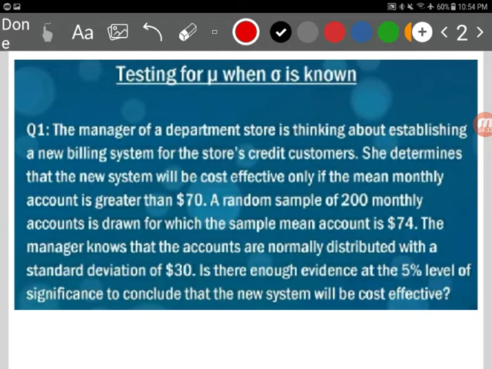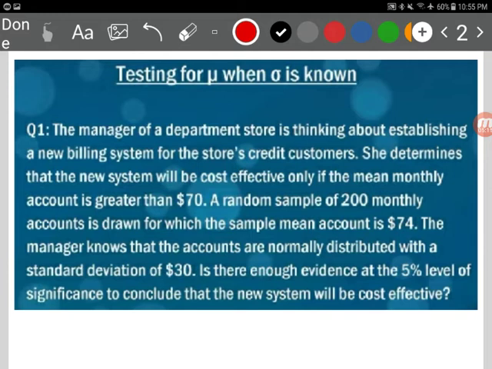Some points I want to talk about: it says the mean monthly account is greater than $70. Very important that you lock that in. The mean monthly account is greater than $70. It says the random sample of 200 monthly accounts, so we know that n equals 200. It has a sample mean account of $74. Very, very important. And then it says it is normally distributed with a standard deviation of $30. And it has a 5% level of significance.